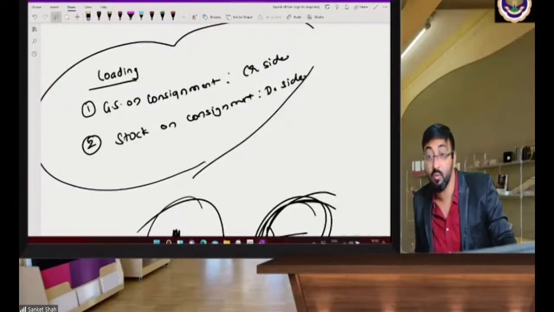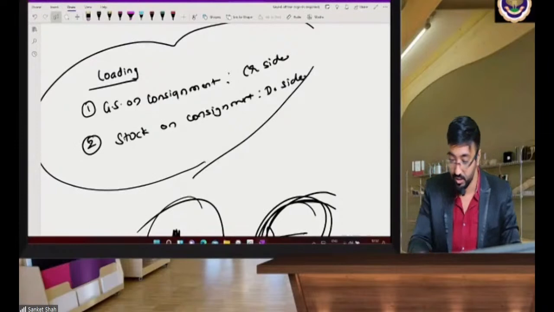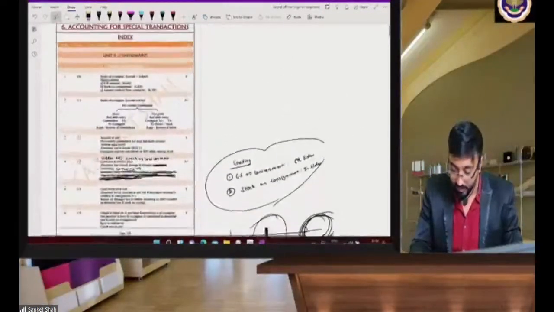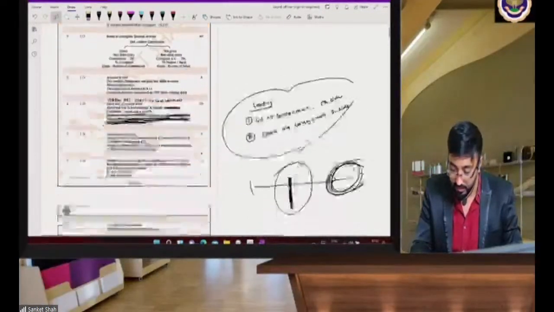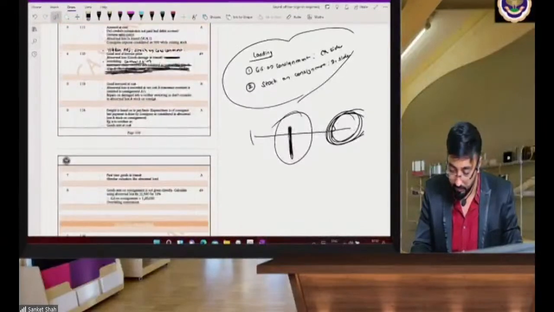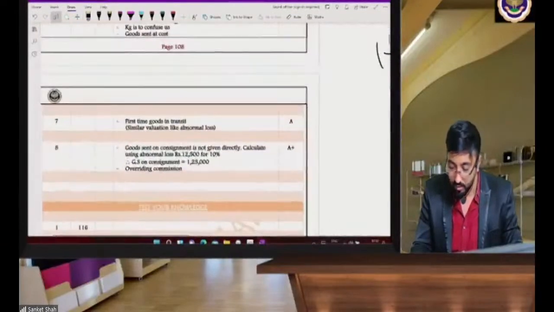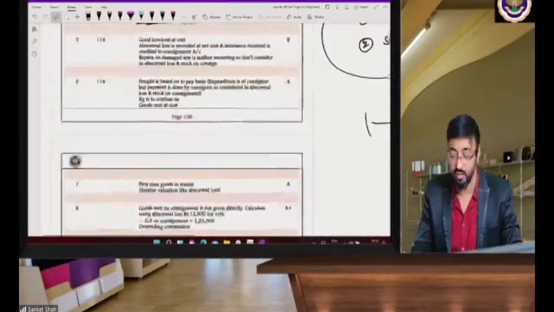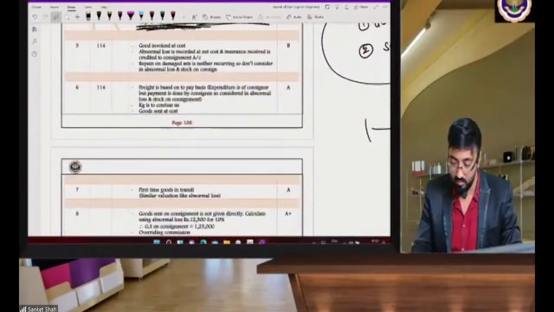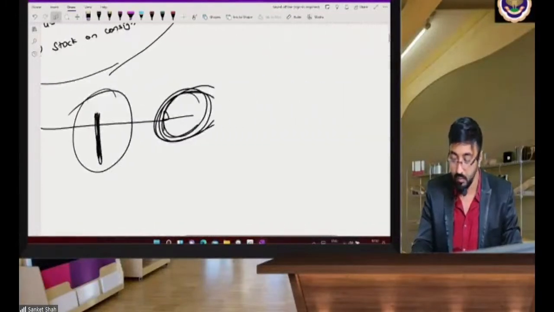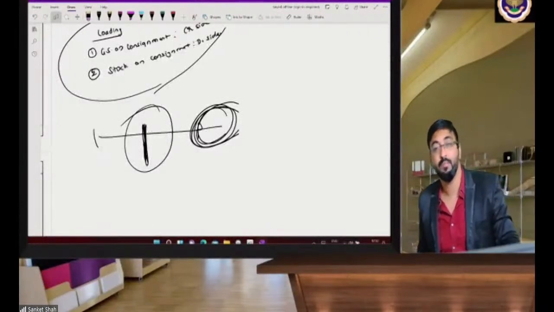So we'll take one more question. Do the practice. Yes, A plus category. I'm going to take an A plus category question. Second one is also A plus category. We'll take the 8th question now. Sanket sir's A category question, Sanket sir is going to take.